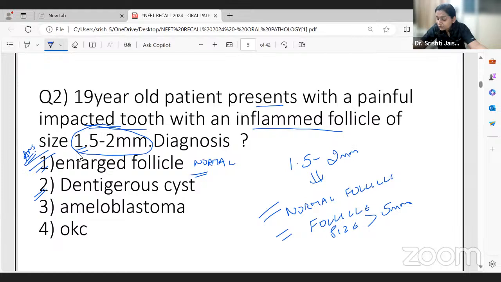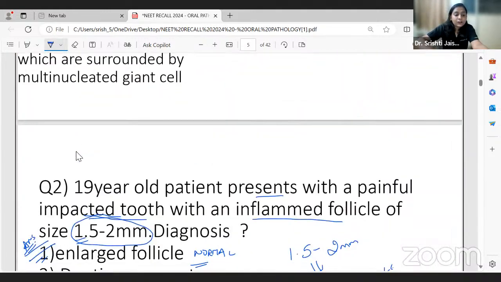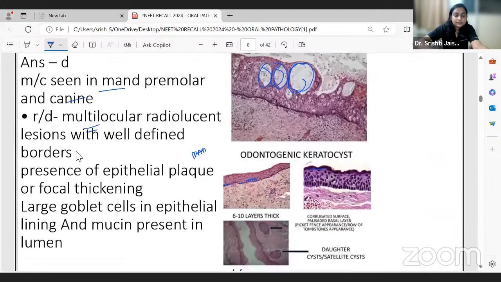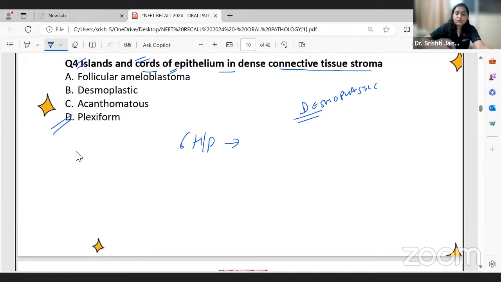For ameloblastoma, it was given as present in small islands of cells. Even if it is said small islands of cells, if there is a presence of cords of epithelium, then the answer would have gone to plexiform. If there is a presence of extensive fibrosis in the connective tissue, then the answer is desmoplastic ameloblastoma. But this is what I have got from many students in recall. So based on that, the answer should be plexiform ameloblastoma.